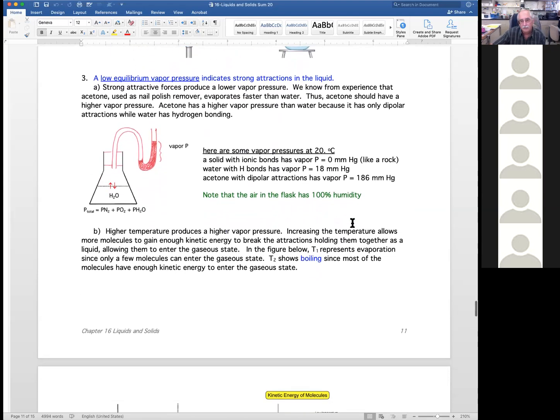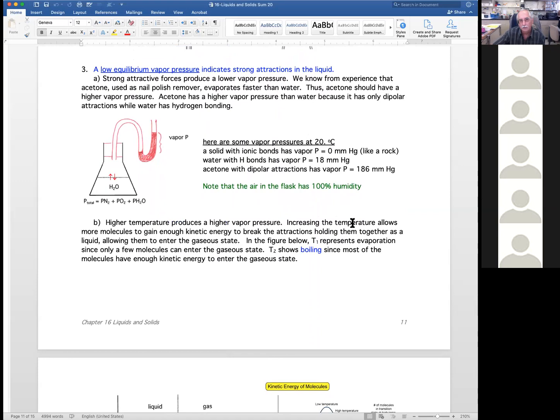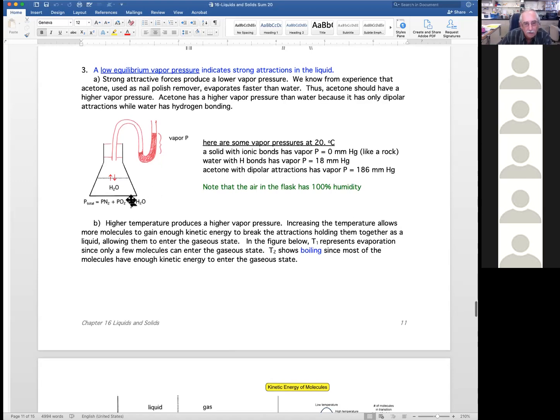So if you have strong attractive forces, you're going to have what's called a low equilibrium vapor pressure. I guess I have to explain to you what equilibrium vapor pressure is. Here I have a flask, a cork, and I put a glass U-tube in here. When I first put this together, I put some mercury in here. The mercury levels would be just like this. That would mean that the pressure pushing up this way is equal to the pressure pushing down this way.